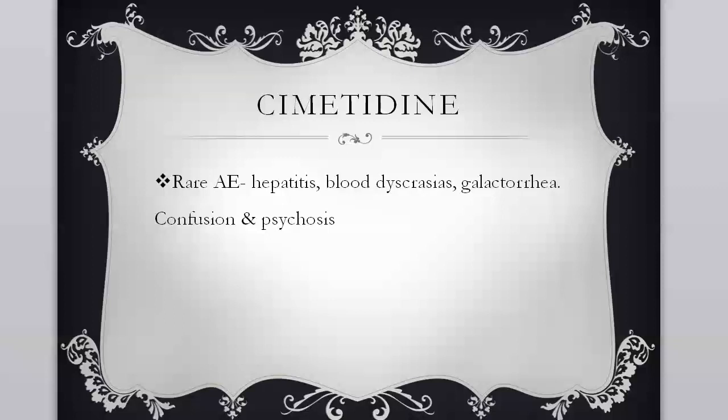and some of the rare adverse effects are hepatitis, blood dyscrasias, galactorrhea, and confusion and psychosis. But those rarely do happen, but it's also important to know that that is a possibility as well. So that's an example or a prototype from that group of medications, okay?